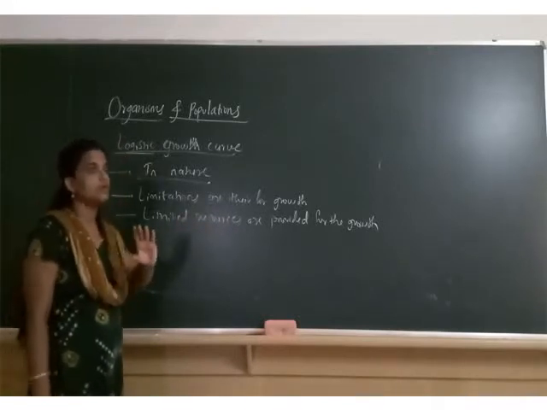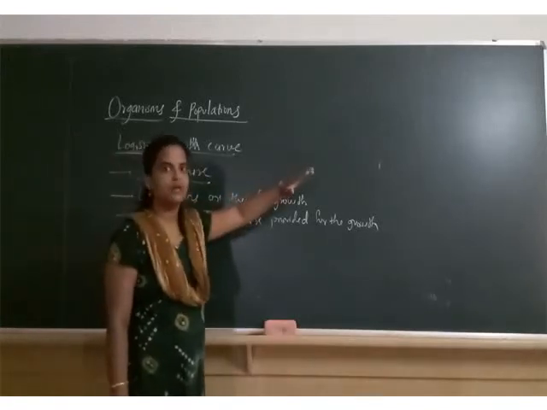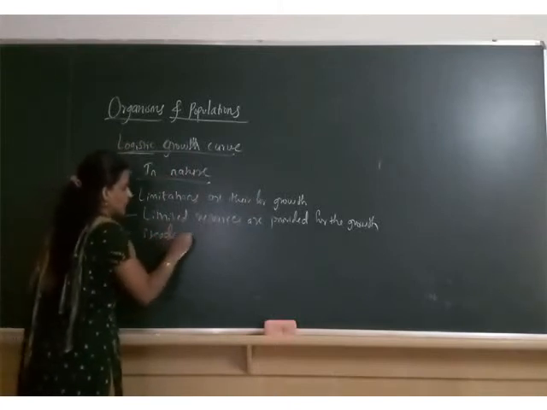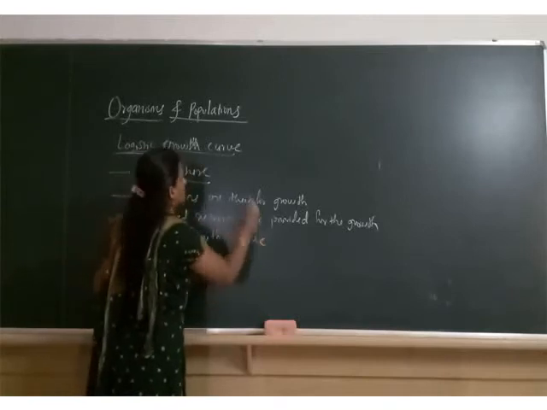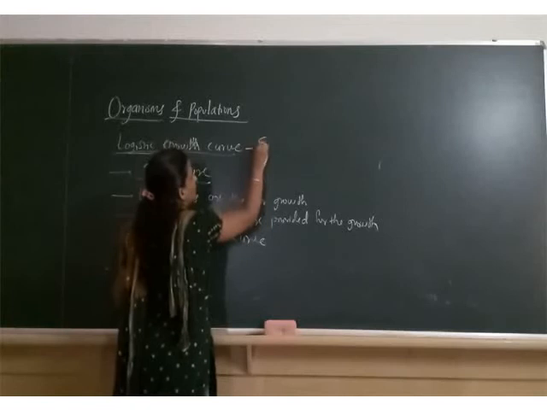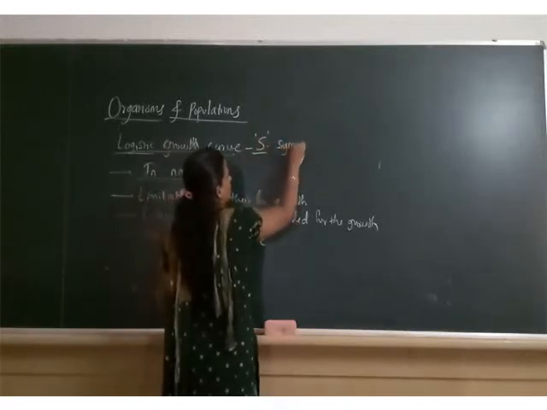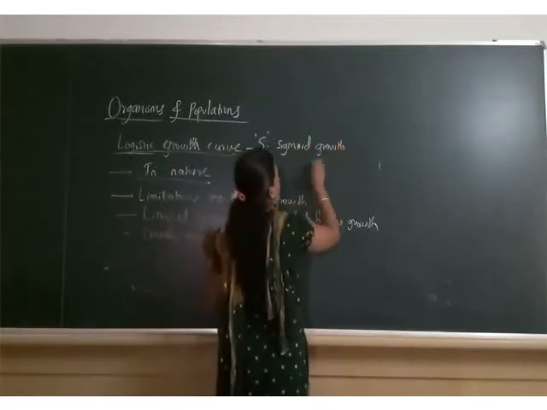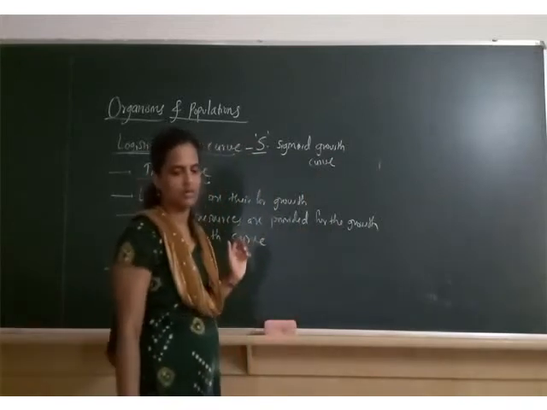So at some moment growth will be steady. So this growth curve is also called steady growth curve. What is the shape of the logistic growth curve? That is S-shaped. S-shaped means sigmoid growth curve. They call it sigmoid growth curve.